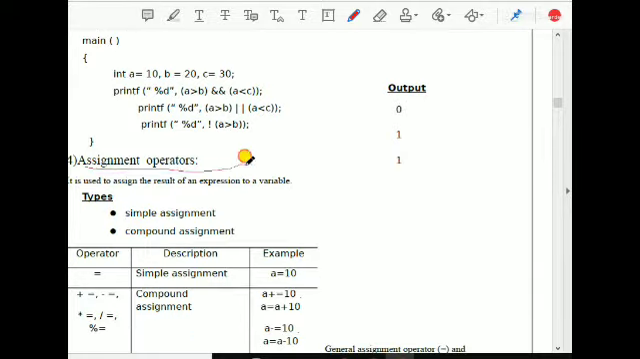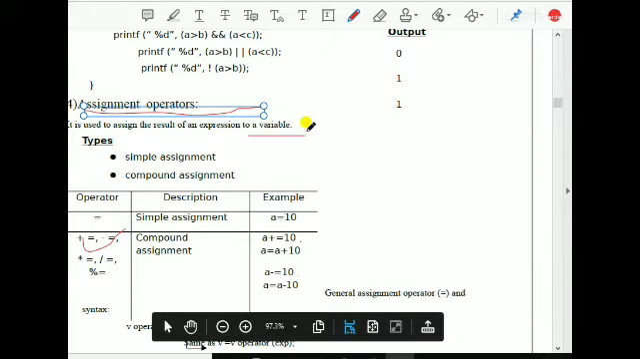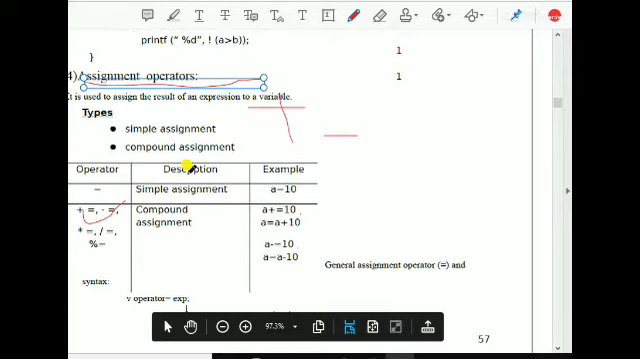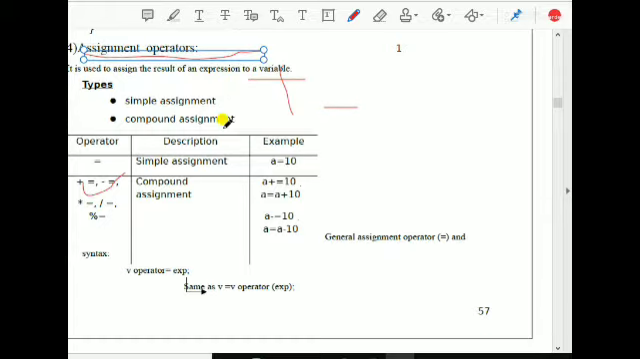And again we are going for the assignment operator. Assignment operator is nothing but just assigning, 1 2 3, just a plus, minus, all that is called the assignment operator. See, it is used to assign the result of an expression, or you can easily write it is used to assign the result. You can write in your own words.